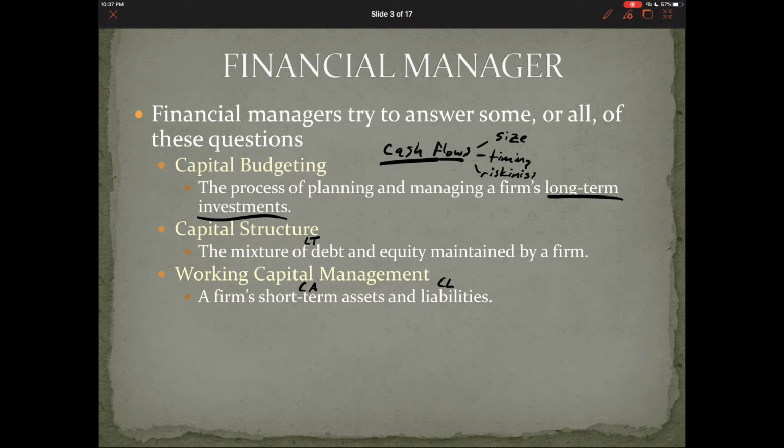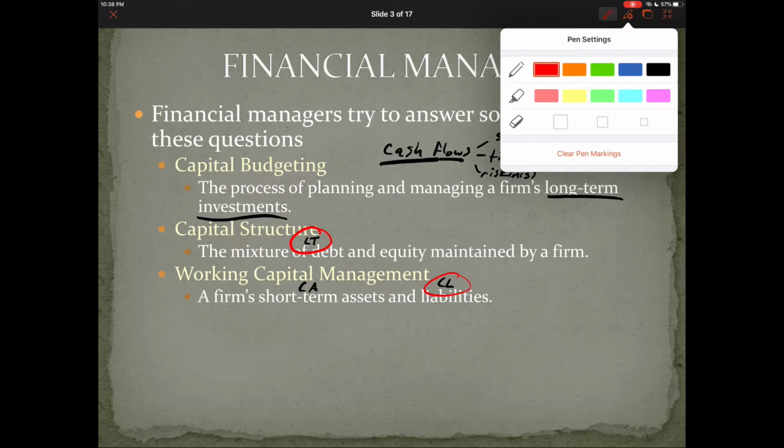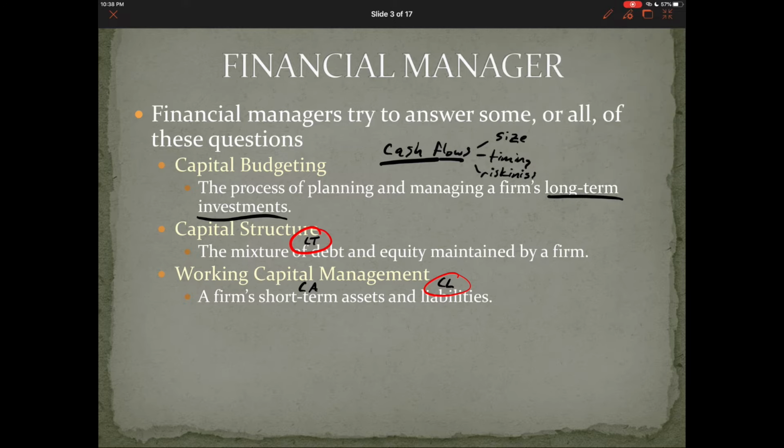So capital budgeting, long-term investments, capital structure, how do I fund these investments? What is my breakdown of debt versus equity? And then also working capital, your short-term. Just want to emphasize something here. This is why with capital structure, we're focusing on long-term debt, because your short-term debt is focused on with your working capital management decisions. So those are our 3 main decisions that the financial manager is trying to answer. As we work through this semester, you'll realize that we discuss all 3 of these decisions throughout the semester.